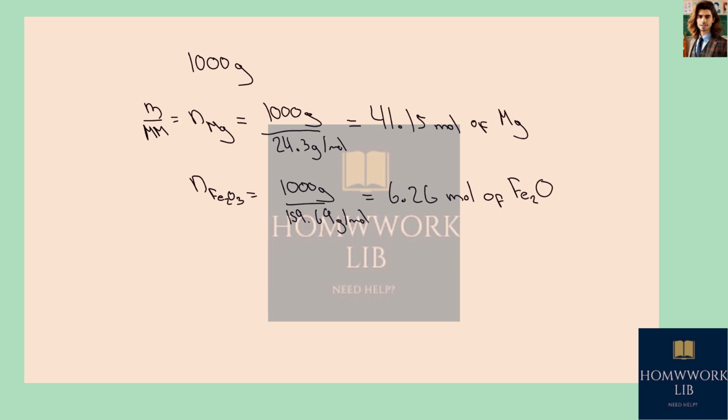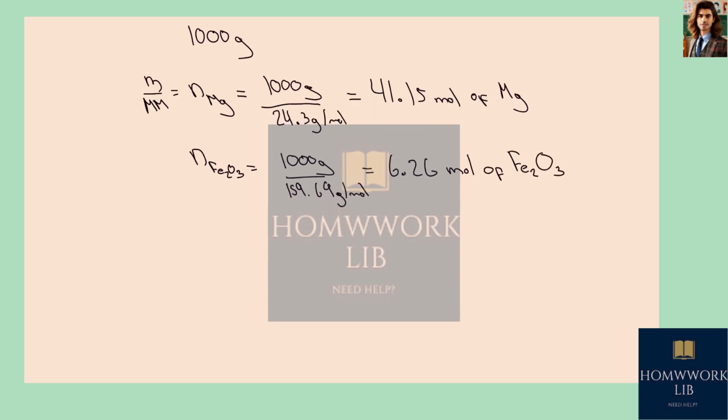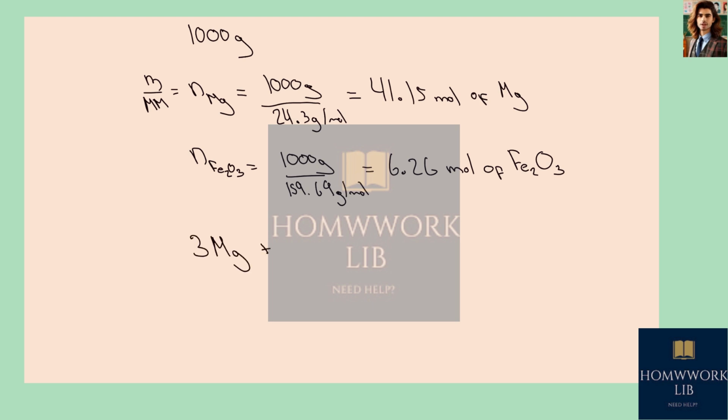of iron oxide. So now our balanced reaction that we have is that 3 equivalents of magnesium plus 1 equivalent of iron oxide is going to react to generate 3 equivalents of iron plus 3 equivalents of magnesium oxide, right? This is a redox reaction.